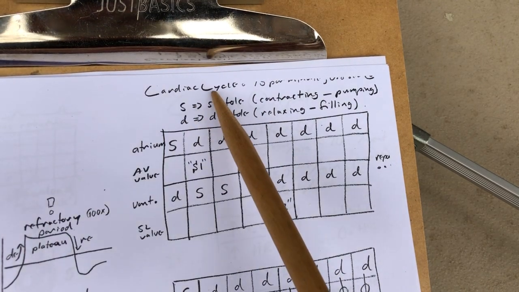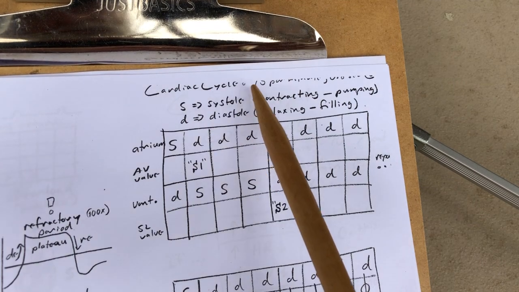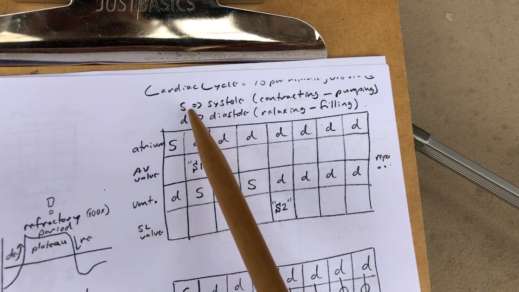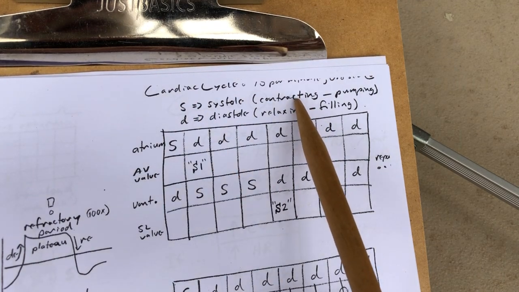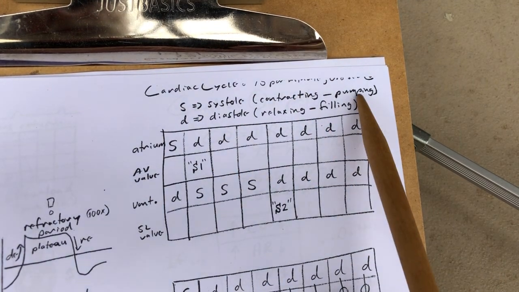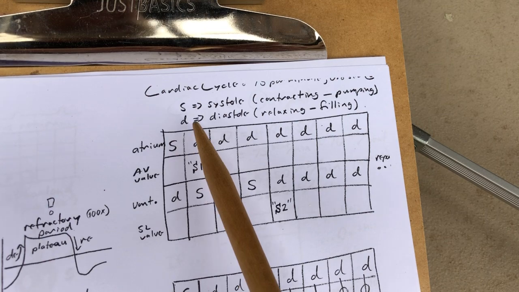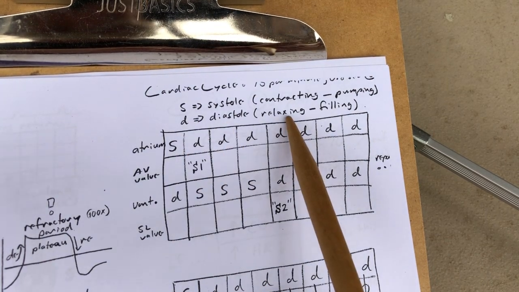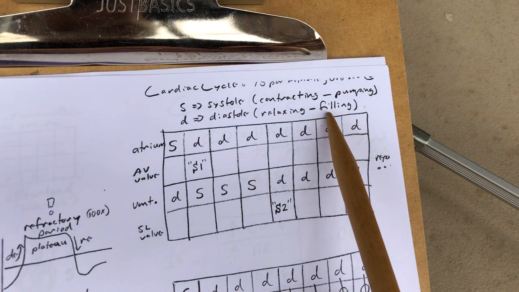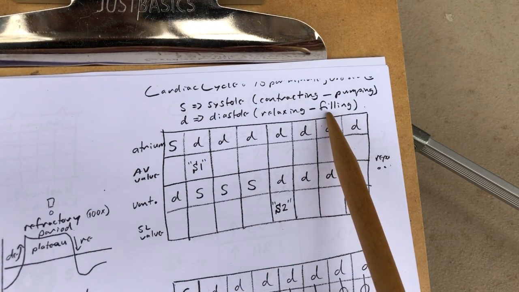First off, cardiac cycle, as you can see off the graph right here, disappearing at the top. Remember that S stands for systole, and systole refers to the contracting of a heart chamber, also the pumping of the blood because of the contracting. A D here represents diastole, and that means the relaxing of the heart chamber, and that's going to correspond to the filling of that chamber with blood.